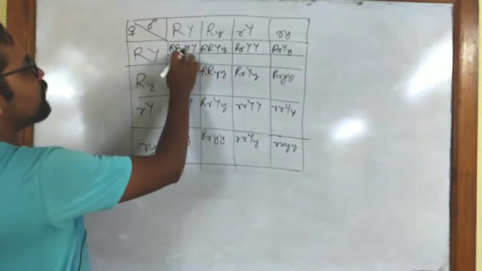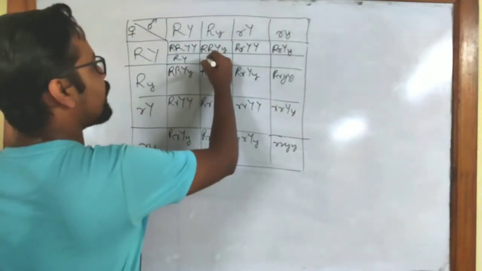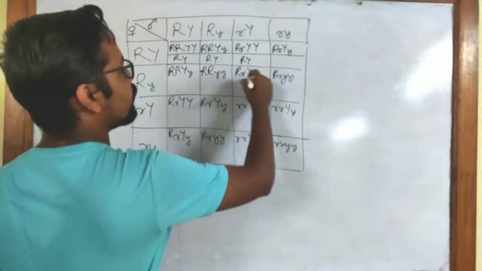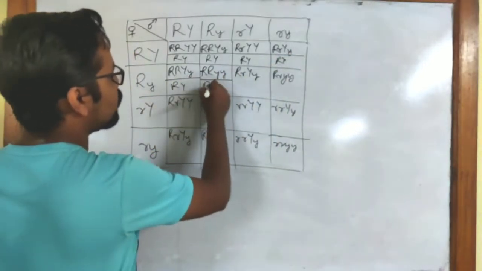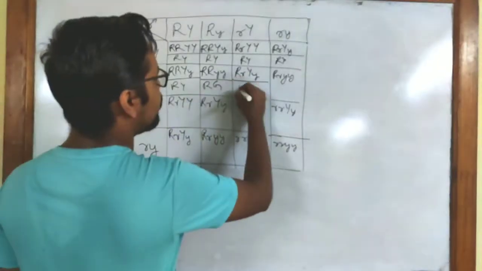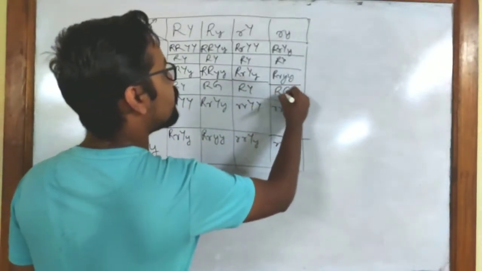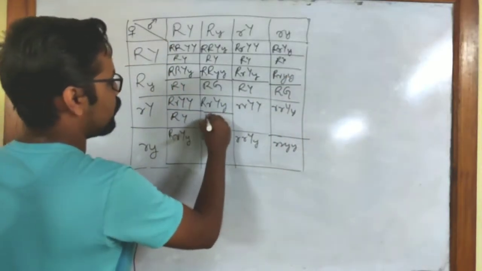What are the characters? For this one it will be round and yellow. I am writing short form: round and yellow. Again round and yellow, round yellow. This one will be round plus 2 small y, which means green, recessive. Again round yellow. This one will be round and green, 2 small. Again round yellow.